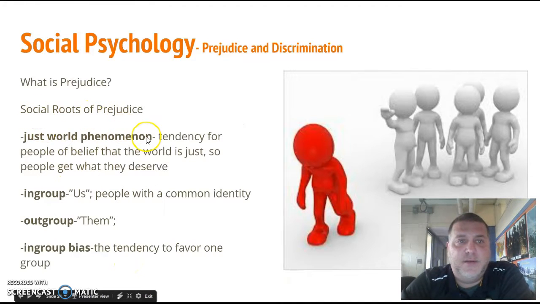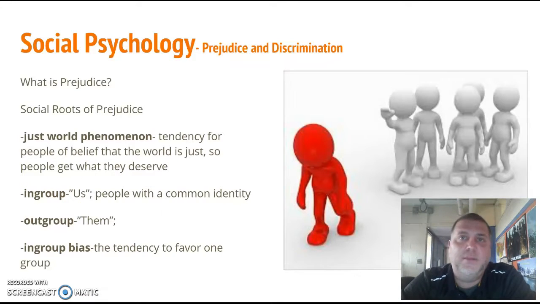Social roots of prejudice is the just world phenomenon, the tendency for people to believe that the world is just so that people get what they deserve. You had it coming to you, stuff of that nature. The in group is going to be us, and the out group is going to be them. So if it's not us, it's them dirty commies. You guys may have heard something like that.